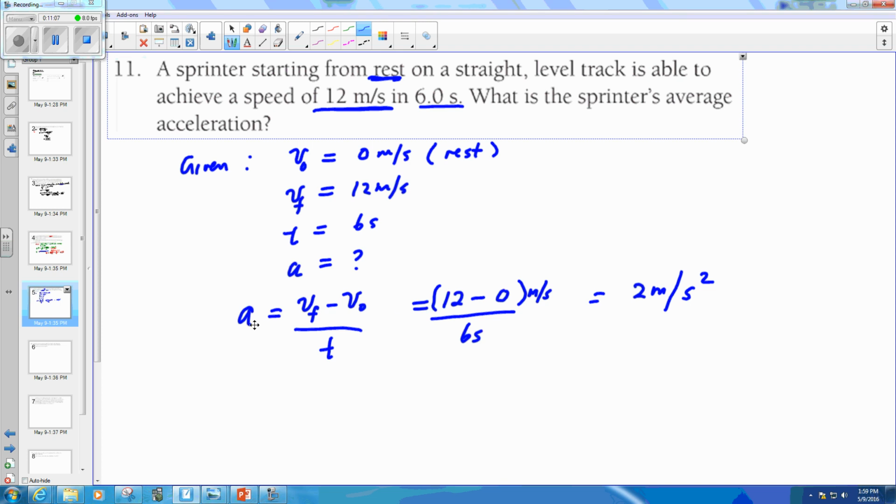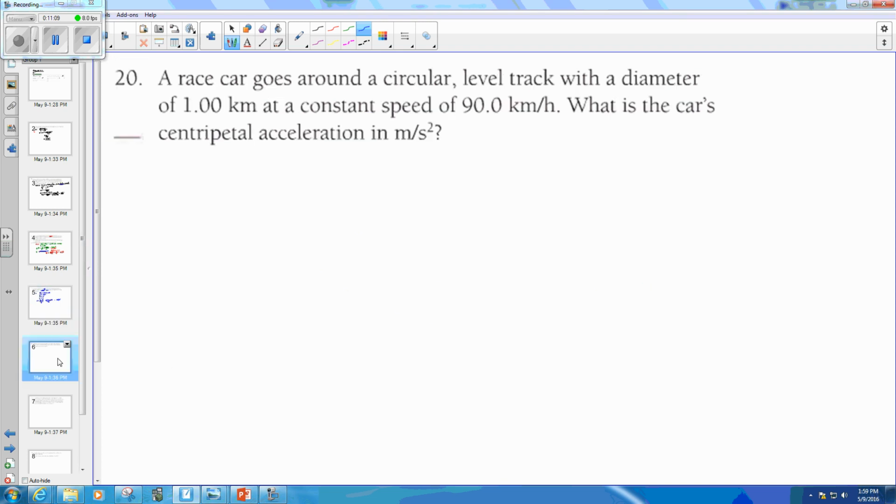Well, let's look at a few more. Here is our next one. Now, this one we are told he is moving in a circular track and is at a constant speed. Immediately I know that this has to do with centripetal acceleration. So let's write down what we are given. Oh, look at that. Instead of being given the radius, I'm given the diameter. I'm told that the diameter is 1 kilometer.